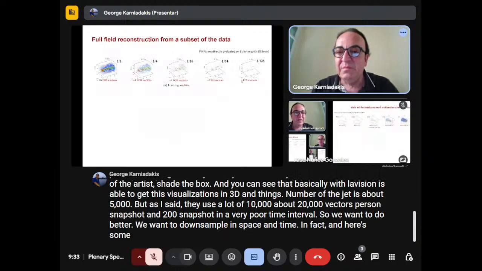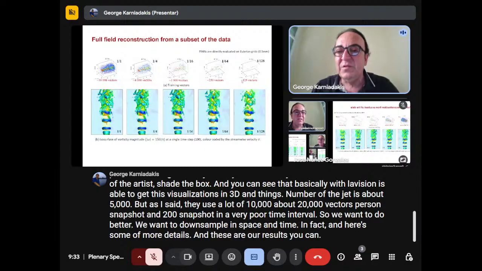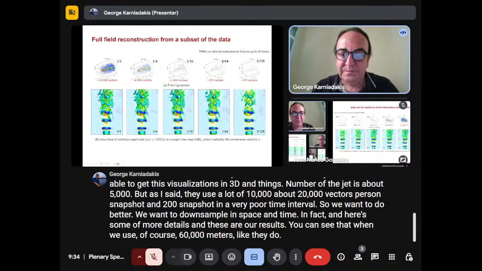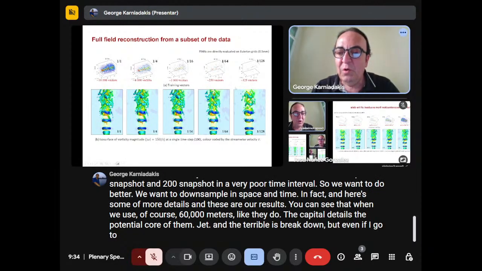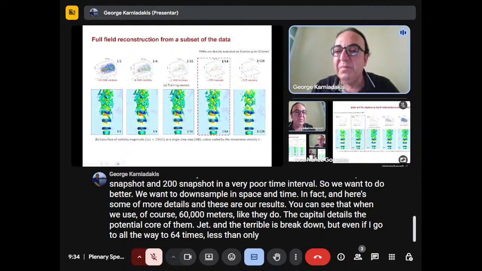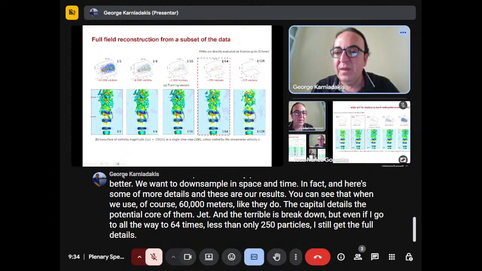And here's some more details, and these are our results. You can see that when we use, of course, 16,000 vectors like they do, we capture all the details, the potential core of the jet, and the turbulence breakdown. But even if I go all the way to 64 times less, only 250 particles, I still get the full details of the rib connections through the vorticity and so on.